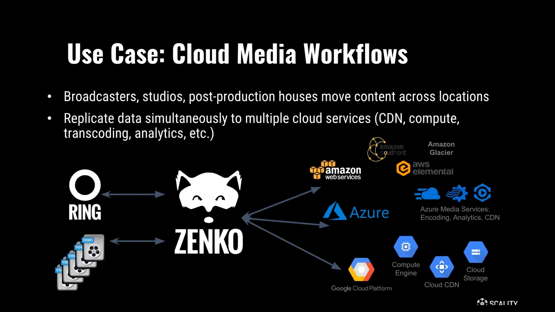So my last slide, and I invite Giorgio and Paul to jump in and help me describe this. When we talk to media and entertainment customers, for us, it's a two-product solution. It's Ring, which is our longtime industry-leading product for on-premises storage at scale, and it's Zenko, which is our newer multi-cloud storage agnostic controller, which can take data from Ring and many other on-prem sources and distribute it and manage it across multiple clouds. Obviously, here I've touched on Amazon, Azure, and Google, but we support other services like Wasabi and DigitalOcean.